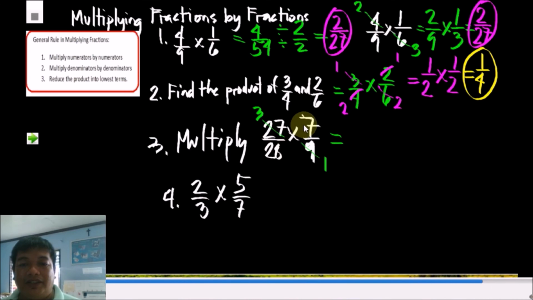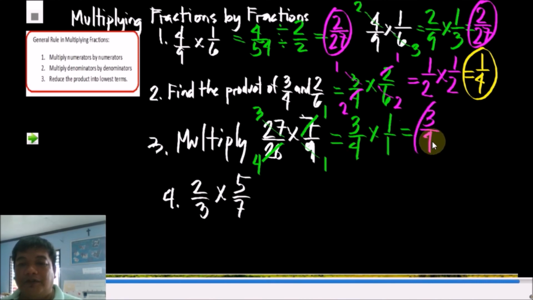Then how about 28 and 7? Are there any common factors between them? Yes, the common factor is 7. So simply divide 28 and 7 by 7. 7 divided by 7 is 1, and 28 divided by 7 is 4. Then rewrite your new fractions: 3/4 times 1/1. Multiply your fractions: 3 times 1 is 3, 4 times 1 is 4. Then you have the final product.